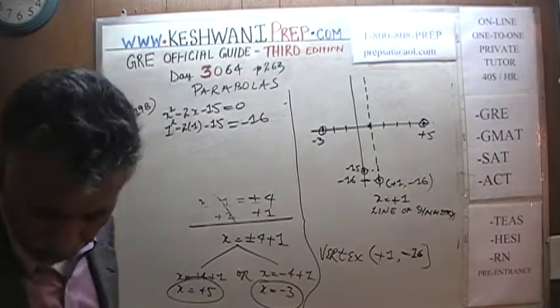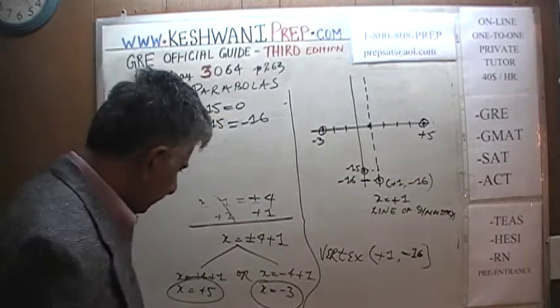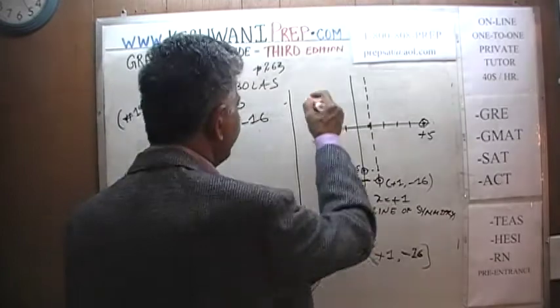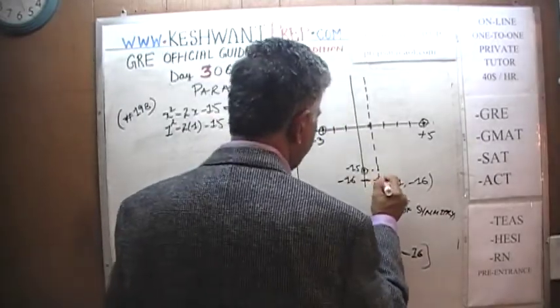So what does our parabola look like? Our parabola looks something like this. Let's see if I can do a decent job.